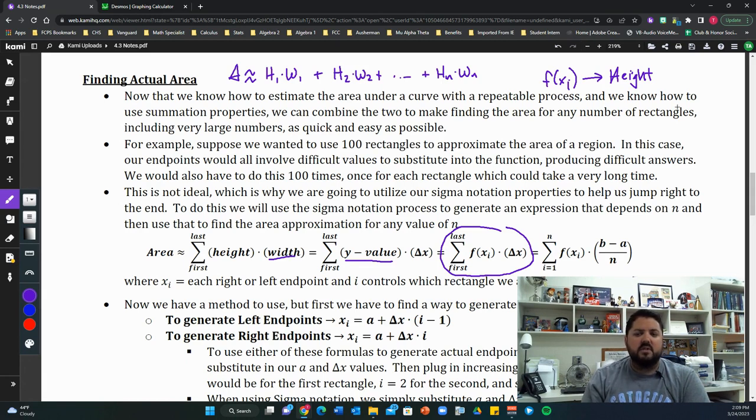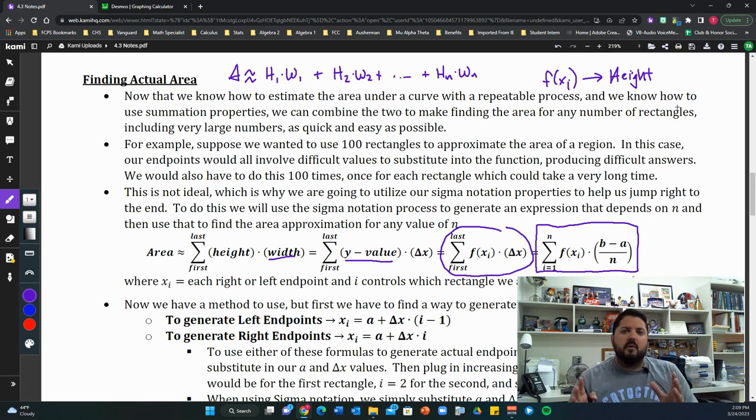Instead of saying first and last, we can use the proper notation with our sigma, where we say i equals 1, so that represents the index, that's the first subinterval, and then n is just however many rectangles I choose to use. So what we get here in the end is a formal and appropriate way of representing the area approximation for equal subintervals for any number of rectangles that we choose to use.